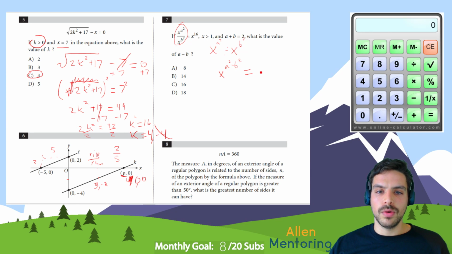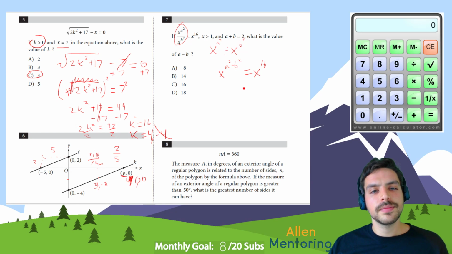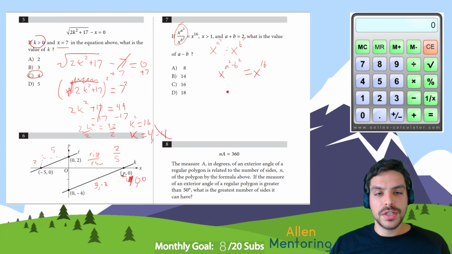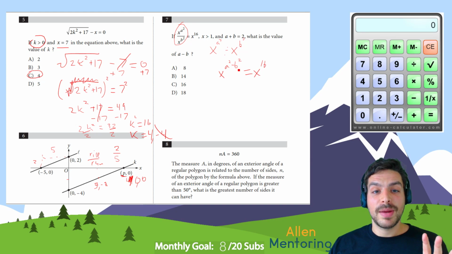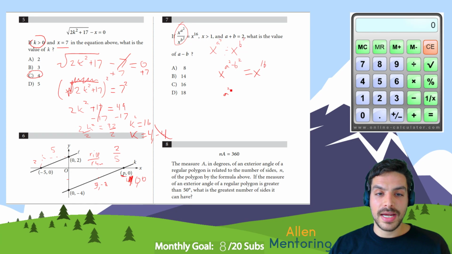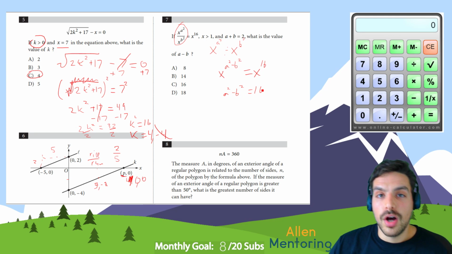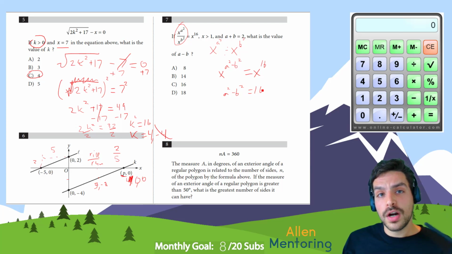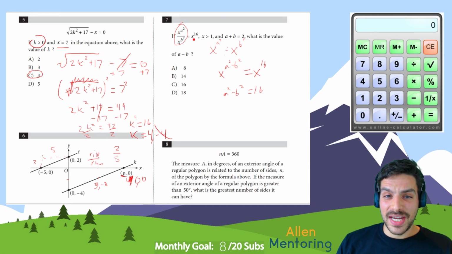Okay, and if that's equal to x to the 16, how are we going to solve for a squared and b squared? Well, we know a squared minus b squared has to be 16. Because the base is the exact same thing, so the exponent must be the exact same. So that's why a squared minus b squared is equal to 16. If you've gotten here thus far, you're doing pretty well. Next, they give us a hint: a plus b is equal to 2.